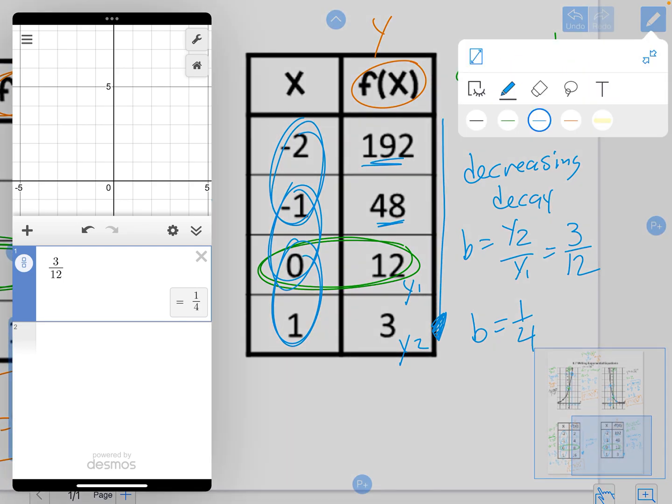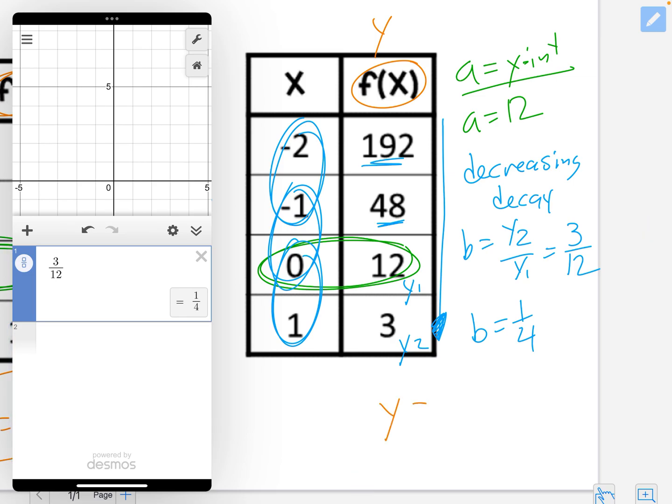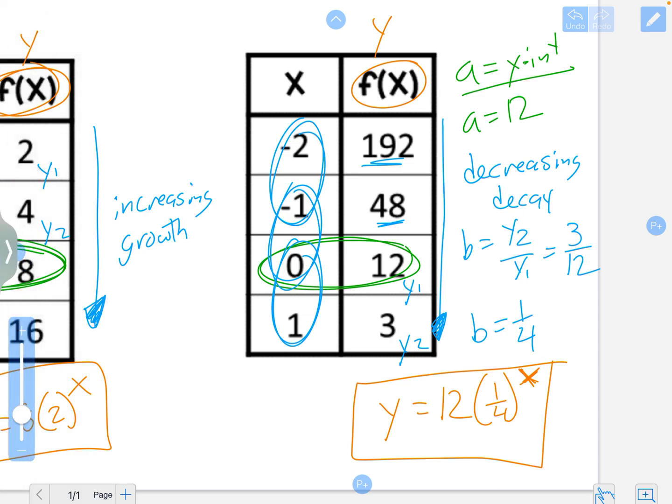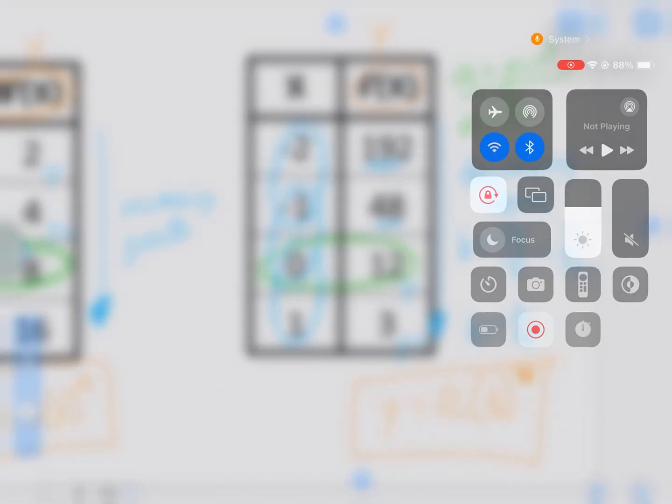And so now we're ready to write our equation. So y equals, our a is 12, our b is 1/4. And again, the most important thing to put is make sure that we have our x as our exponent. And that is how we write equations of exponential functions.